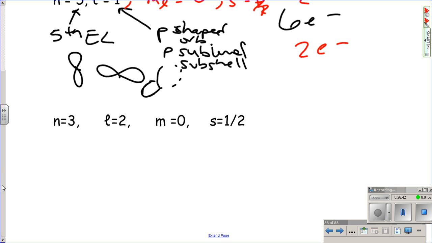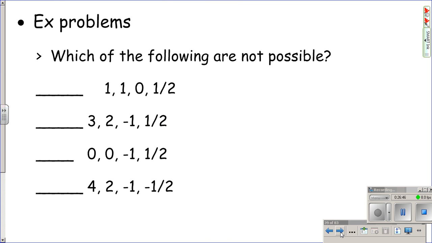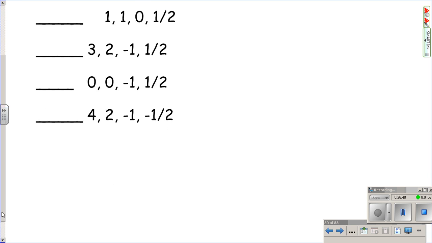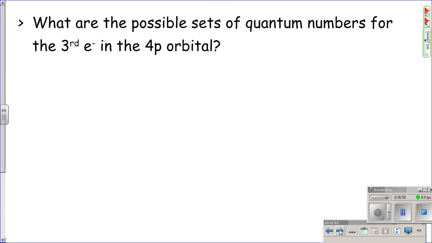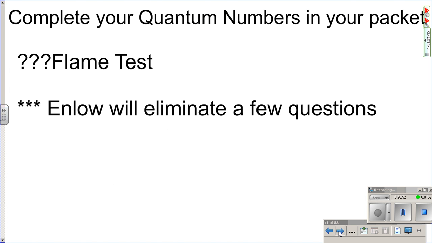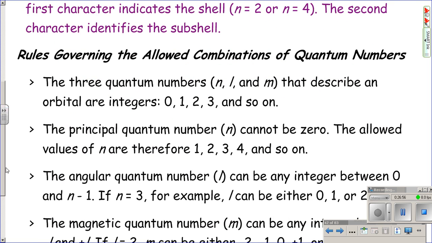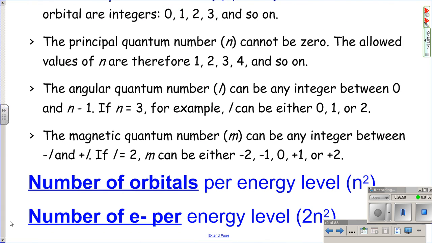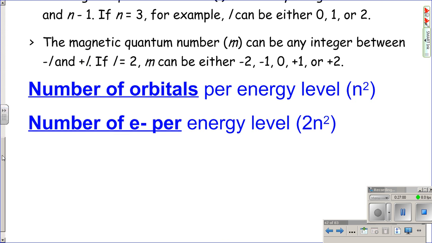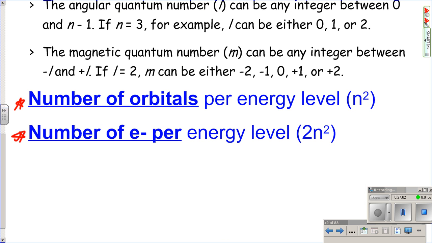A bunch, right? You can count them up on your periodic table, or I have this written down for you. Rules governing. Okay, there we go. I knew I had this. Write these 2 things down.